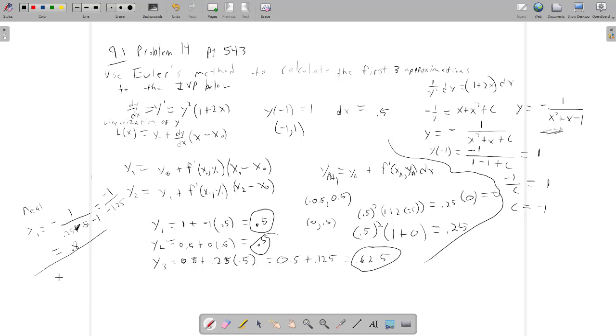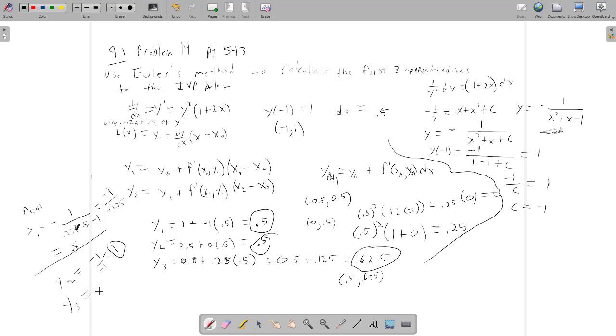y2, if I plug in 0, that should be even easier. 0, I just get negative 1 over negative 1 is 1. If I plug in y3, let's see, that we plugged in 0.5, positive 0.5, yeah. 0.5, 0.625 would be that.